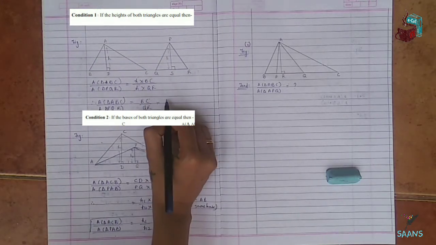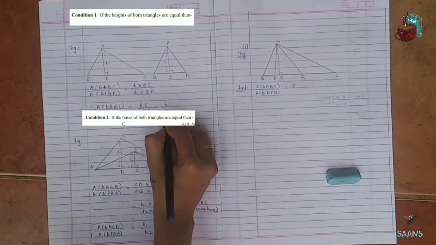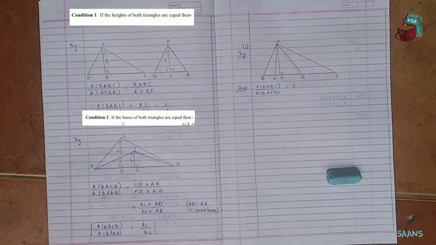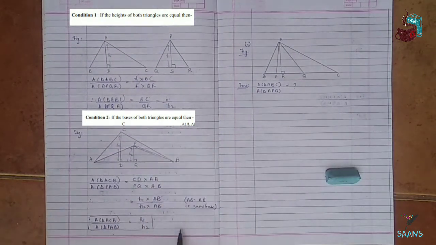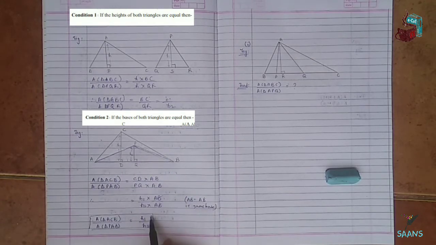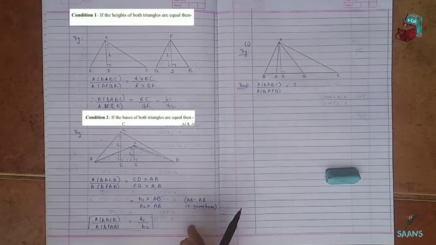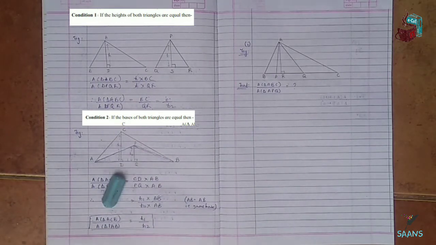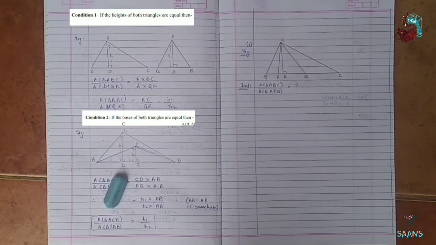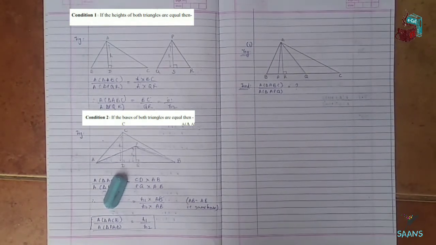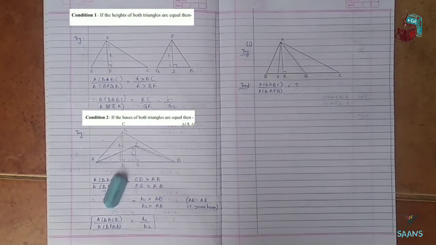Condition 1: I can write this as base 1 upon base 2. So when the heights are equal, we have base 1 upon base 2, and when the bases are equal, we have height 1 upon height 2. Now with the knowledge of this, let's tackle our activity. So this is your activity.